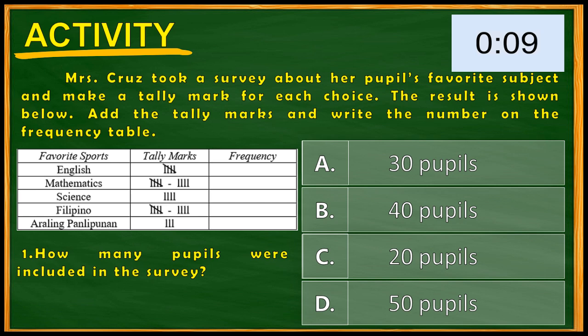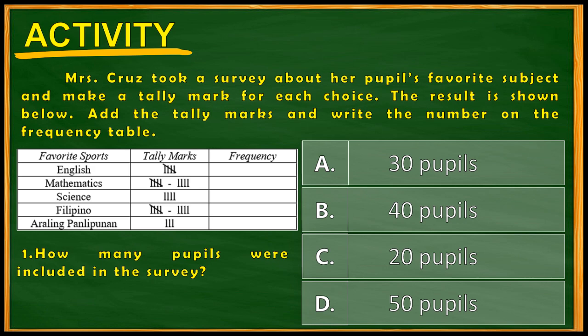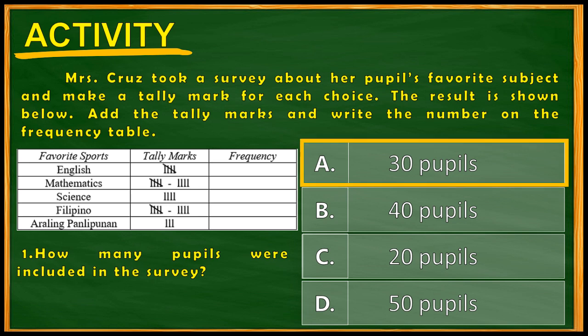Comment your answer, Grade 5 pupils, in the comment section below. Is it letter A, B, C, or D? Okay, time is up. Now let's reveal the answer. The answer is 30 pupils. So added all together, 5 plus 9 plus 4 plus 9 plus 3. This would be 30 pupils.